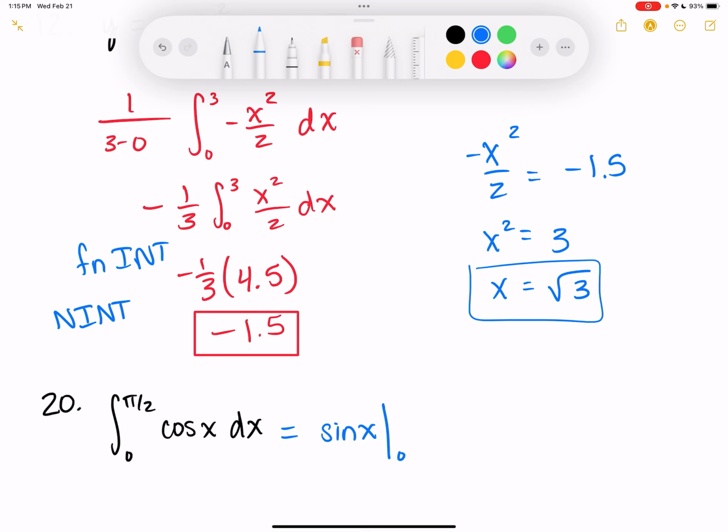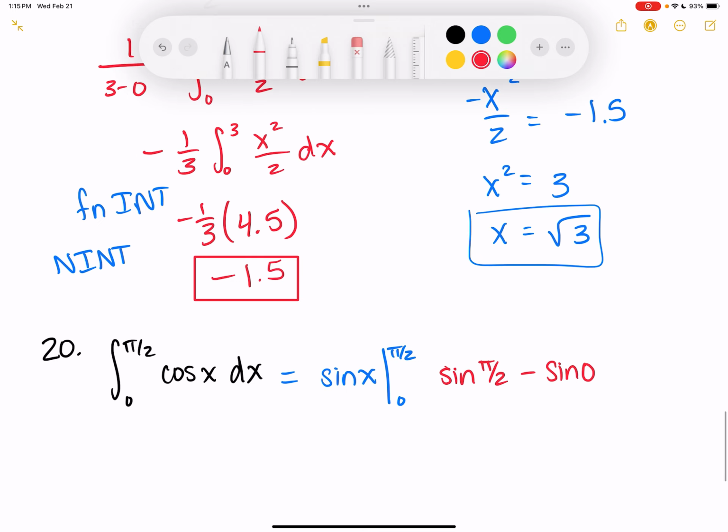We evaluate this from 0 to pi over 2. So what this looks like is the sine of pi over 2 minus the sine of 0. So what is the sine of pi over 2? Sure, you have to know that unit circle. There's one, right? 1. What's the sine of 0? 0. So that's equal to 1. And you solved an integral. It's not that scary, right?